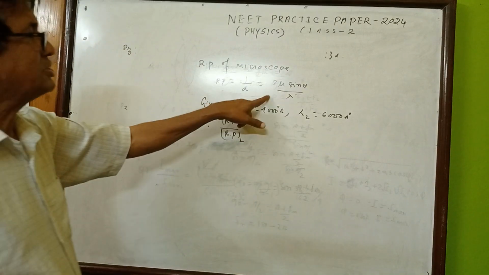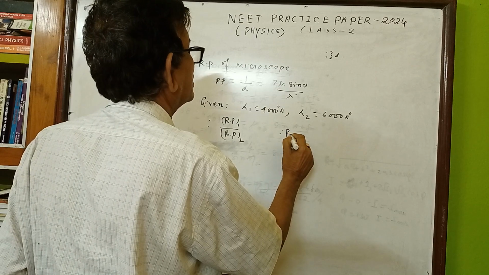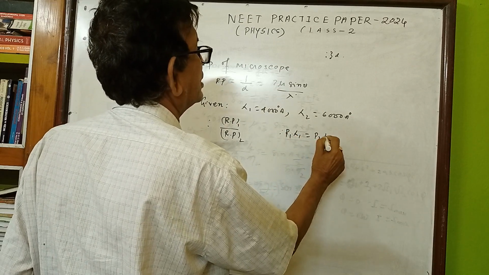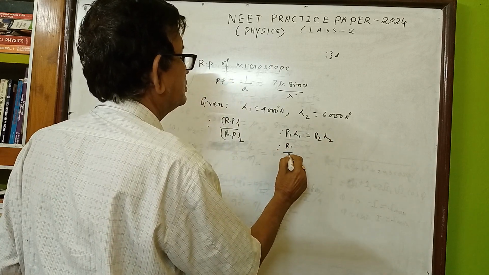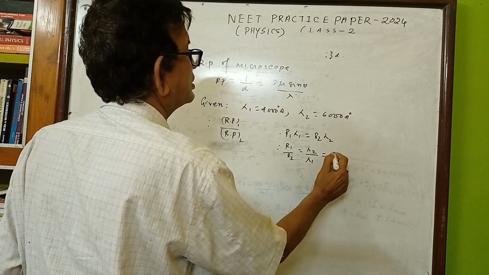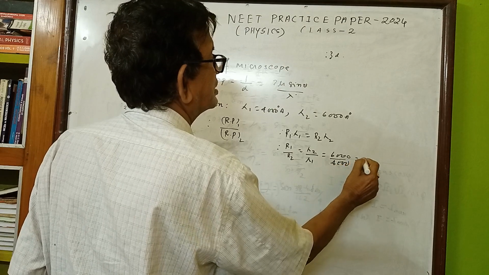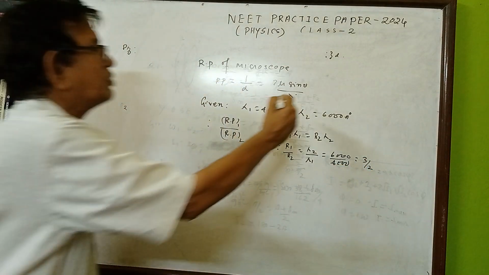So from this equation it is clear that the resolving power R1 into lambda 1 equals R2 into lambda 2. So R1 by R2 equals lambda 2 by lambda 1. So we are getting 6000 by 4000, so we are getting 3 by 2. Clear?